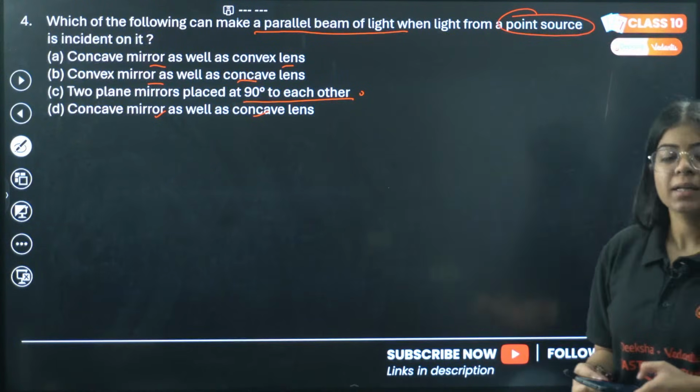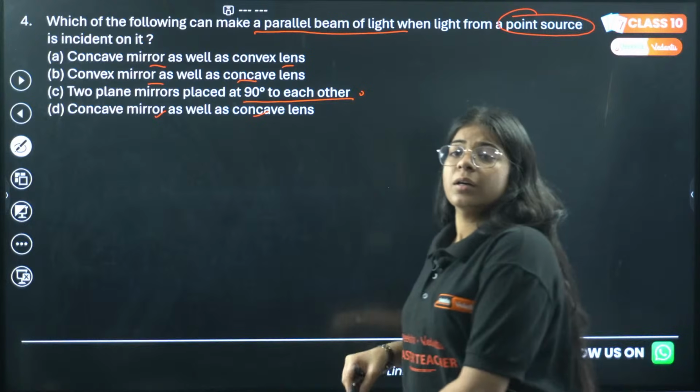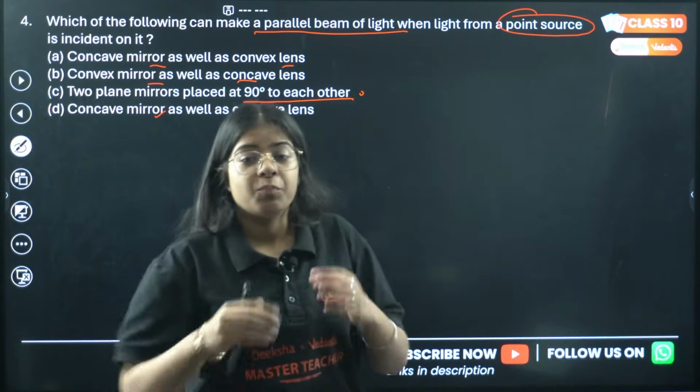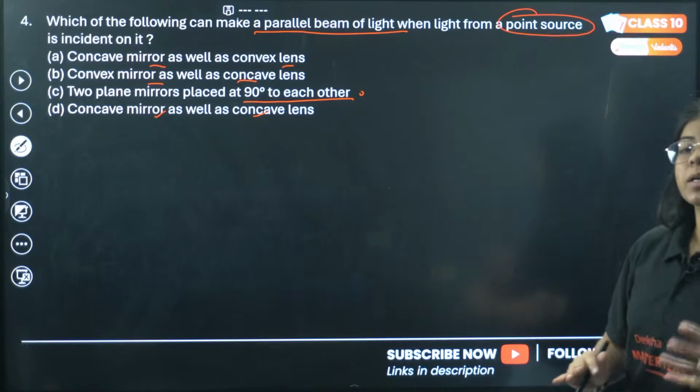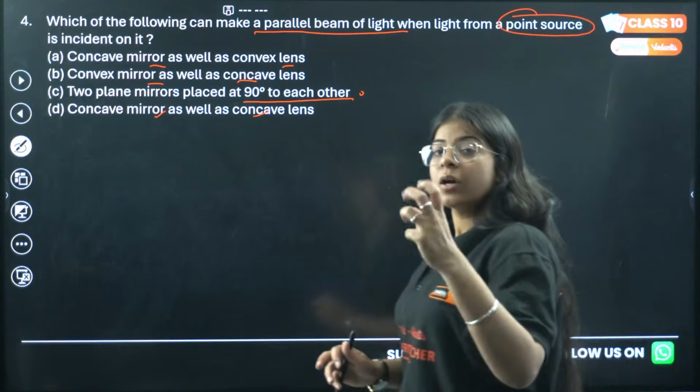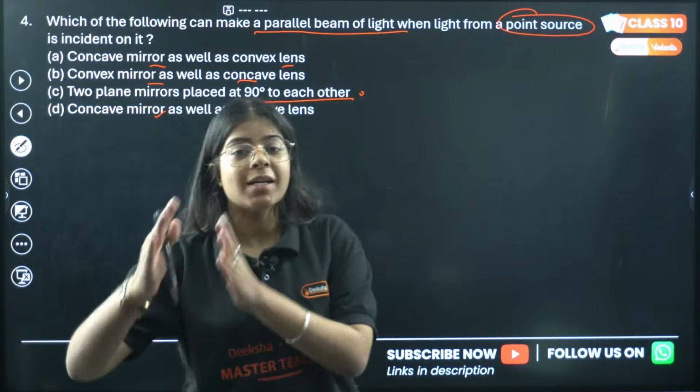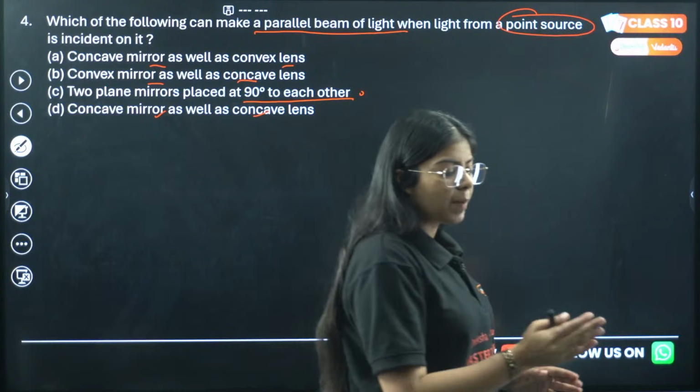What will be the answer to this question? The object that is placed is a point source. They are asking what kind of lens or object, what kind of optical instrument can make that light parallel.